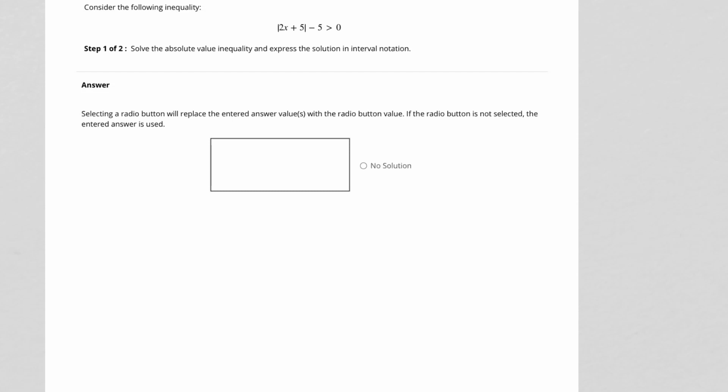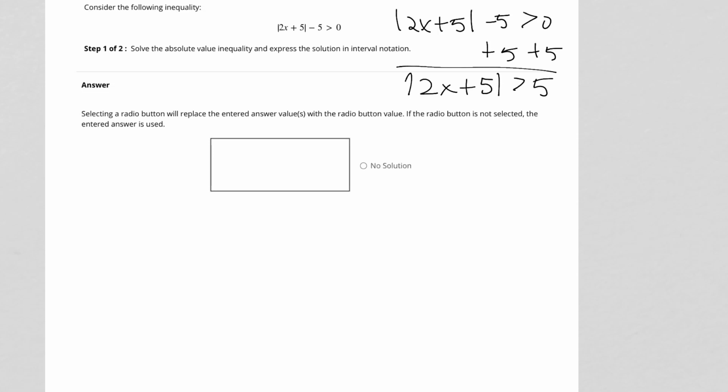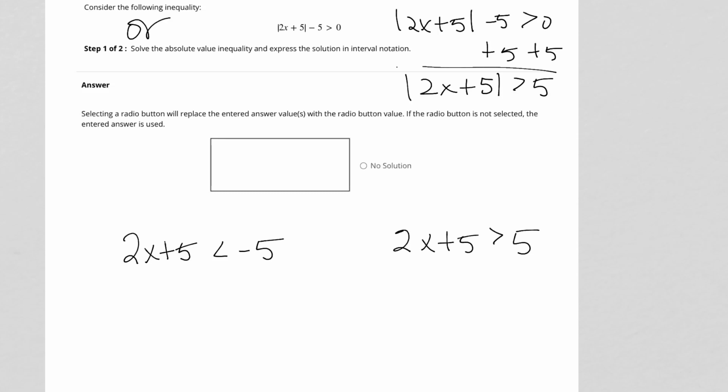Here I have the absolute value of 2x plus 5, minus 5, greater than 0. I'm going to have to put that into standard form, which means I'm going to add 5. The absolute value of 2x plus 5 is greater than 5. Clean that symbol up a little bit. All right, greater than means this is an or, which means that 2x plus 5 is less than negative 5, or 2x plus 5 is greater than 5.